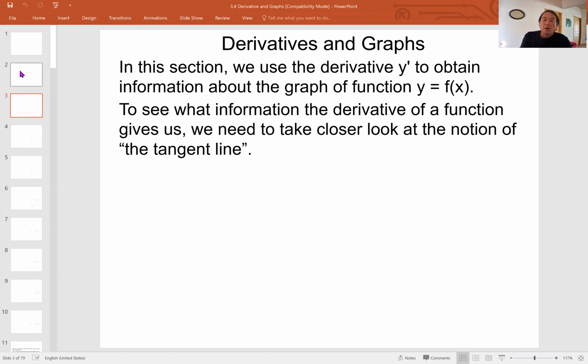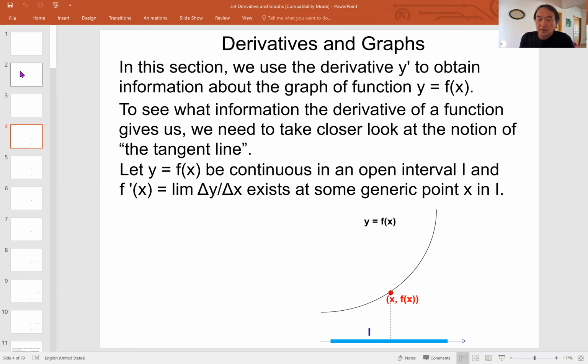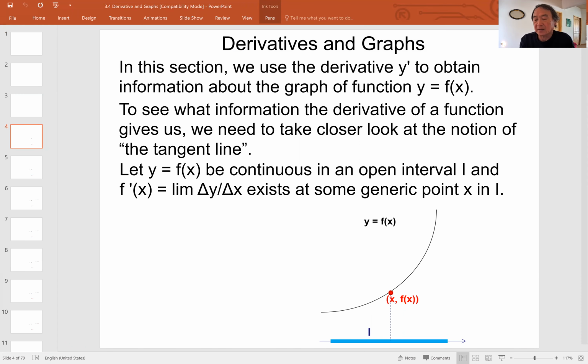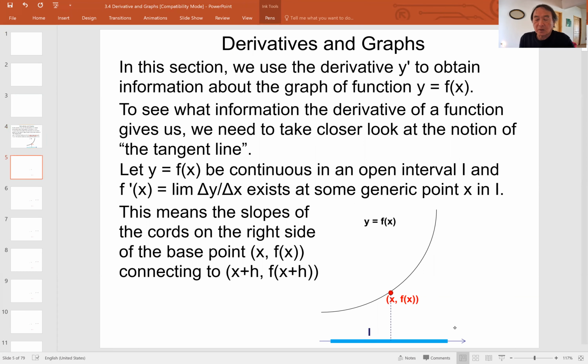So, when we say the derivative exists at a point, we have a function defined on an open interval, and x is a point in the open interval. The reason we have an open interval is that we don't want to put x at the endpoints. That's a different story. In general, it's just some x in the middle.